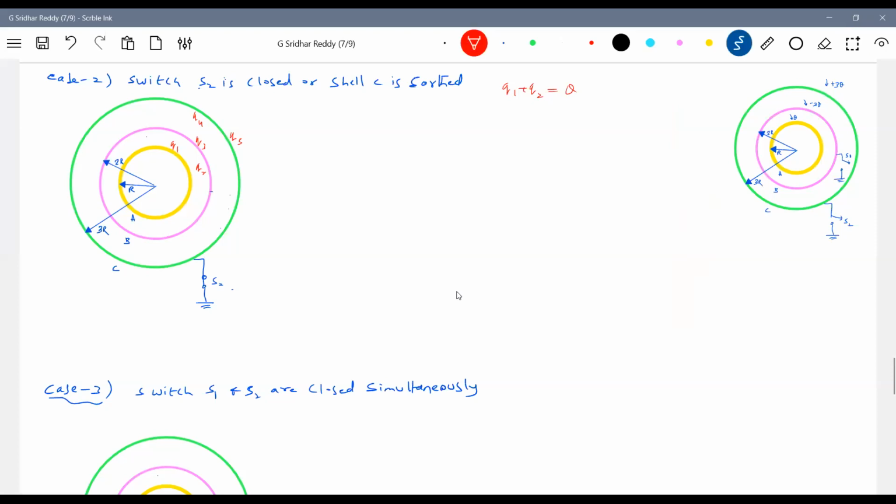Then Q1 plus Q2 plus Q3 plus Q4 is 0. Since Q1 plus Q2 is 0, therefore these two, by applying Gauss law, are equal. Then again, which shell is earthed? Shell C is earthed. Then for the charges of the shells, conservation of charge. These are by Gauss law for you.